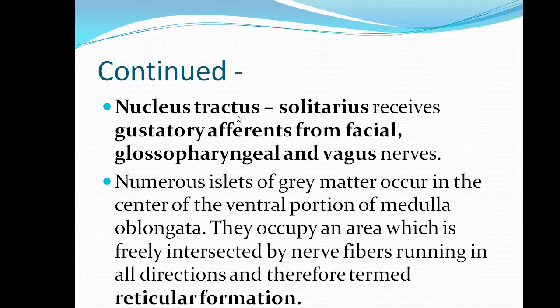The nucleus tractus solitarius receives gustatory afferents from the facial, glossopharyngeal, and vagus nerves. The numerous islets of gray matter occur in the center of the ventral portion of the medulla oblongata. They occupy an area which is freely intersected by nerve fibers running in all directions and is therefore termed the reticular formation.